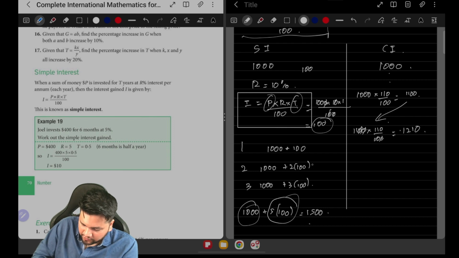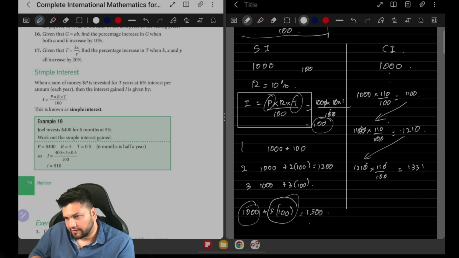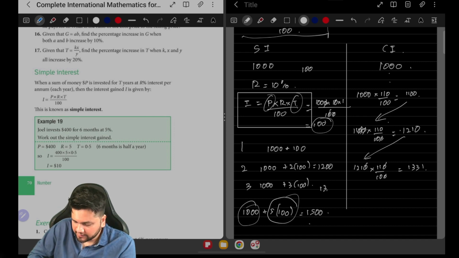Now see, compared to this, after 2 years simple interest would have been 1200. I'm getting 10 more. So compound interest is always better if the rate of interest is the same. Then for the next year it's going to be 1210 times 110 by 100, which is 1331. Yeah, so this is what you get. Here I would have got 1300, but if you compare, I'm getting an extra 31.